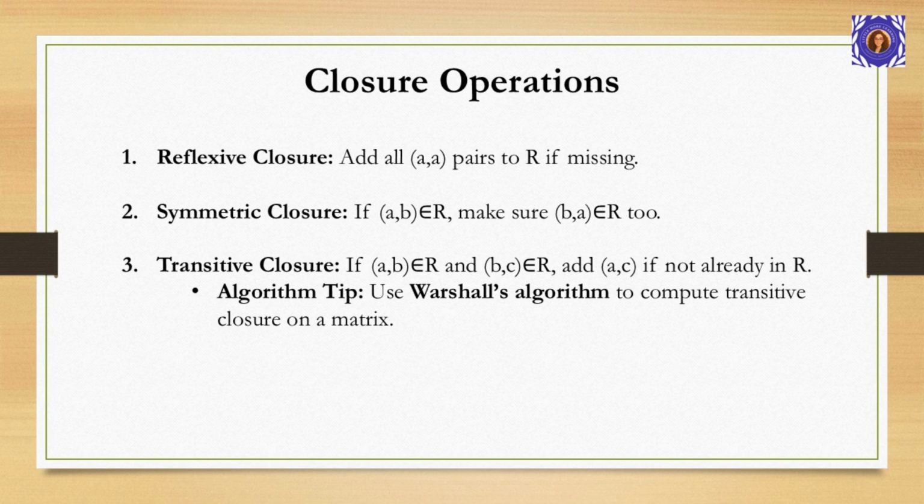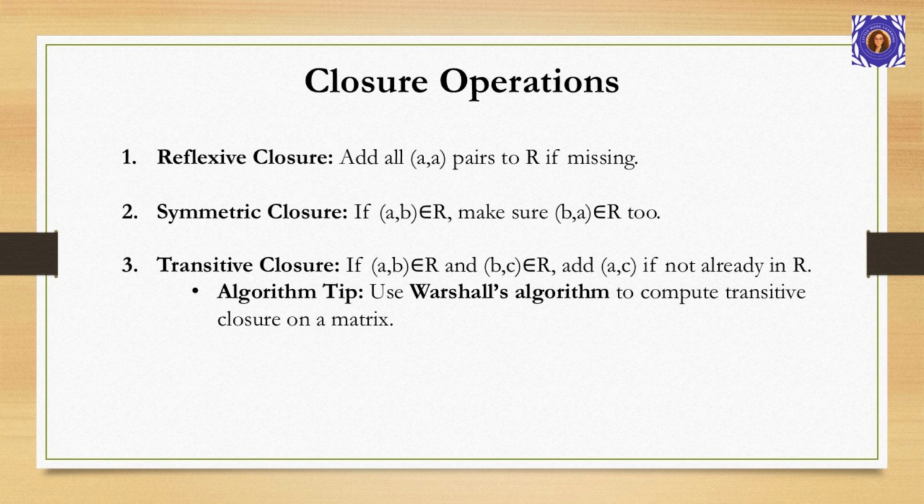If we have a relation R on set A that isn't reflexive, its reflexive closure is the smallest reflexive relation containing R. The construction is straightforward. Add all missing pairs of the form (a, a) for each a belonging to A. Then we have symmetric closure, which follows similar logic. If R contains (a, b) but not (b, a), we add (b, a) to achieve symmetry.